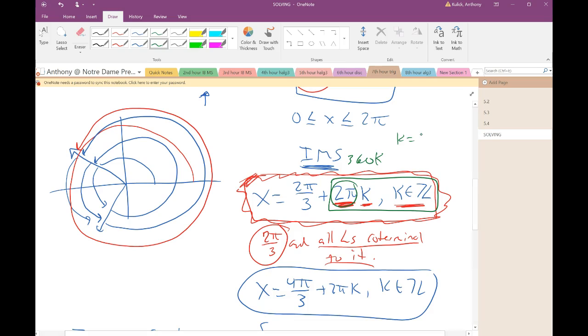Is that all that's saying? K is a variable, but the only values it can have are the positive or negative whole numbers. Since it's being multiplied to 360, it's guaranteed to give you a coterminal angle, and since it's coterminal, it's guaranteed to be a solution because it's equivalent to 2 pi over 3. Does that help? Okay.